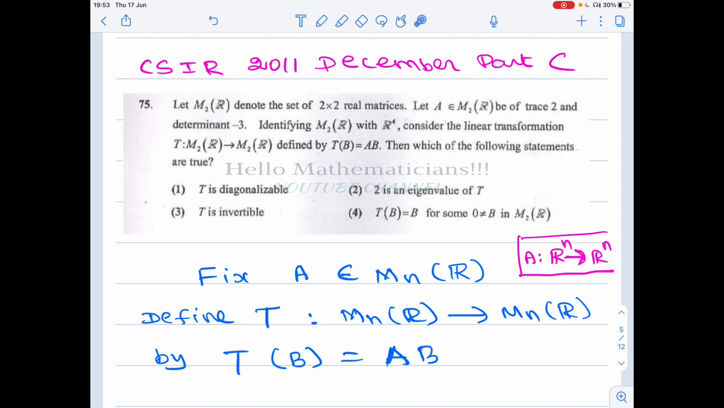Okay, let's see. Then which of the following statements are true? T is diagonalizable, 2 is an eigenvalue of T, T is invertible, T of B equal to B for some nonzero B in M2 of R.